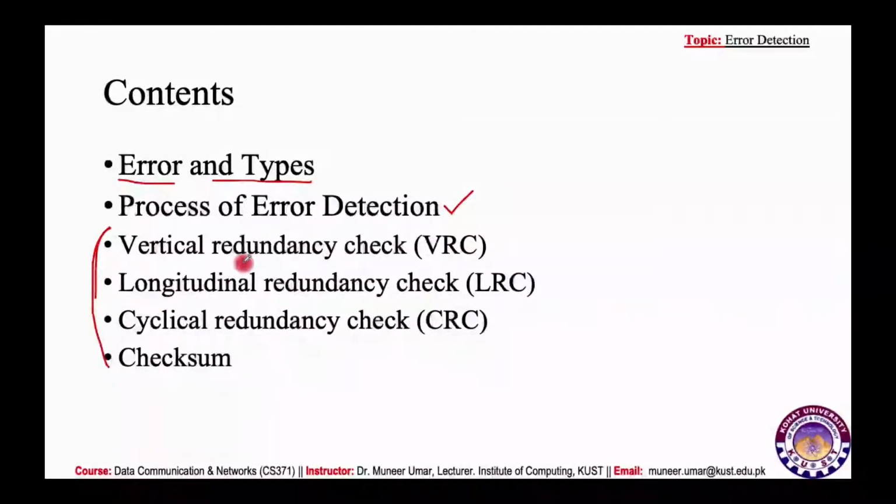These are vertical redundancy check, then longitudinal redundancy check. These two use parity bit mechanism. So we will also study about the parity bit. Then we have cyclical redundancy check. We can also call it cyclic redundancy check, CRC. And at the end, we will have the checksum. We will look into all these detection mechanisms, and we will have some examples for these.